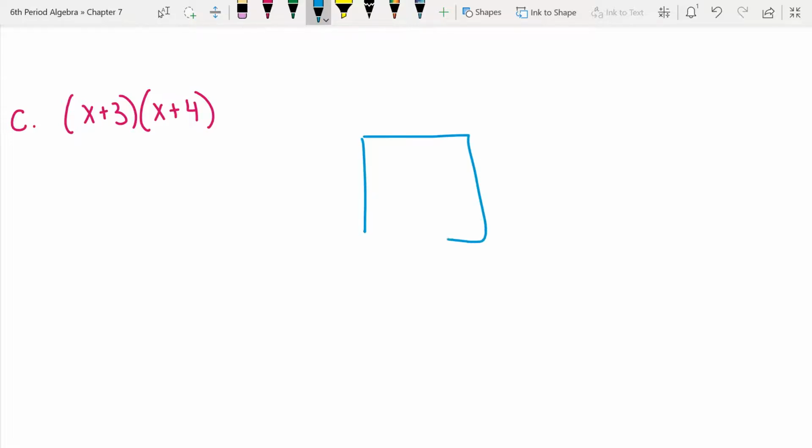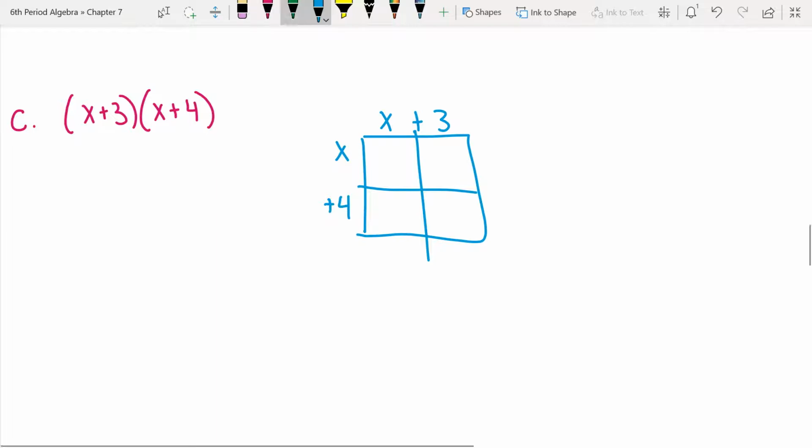So we got a box. On the top, I have x plus 3. There's 2 terms, so I split my box in half. Second is x plus 4. I'm going to put that on the side. 2 terms means split in half. And you're multiplying every little corner.